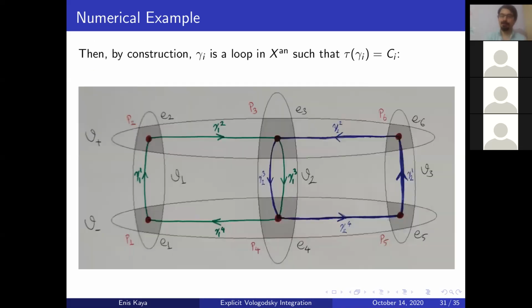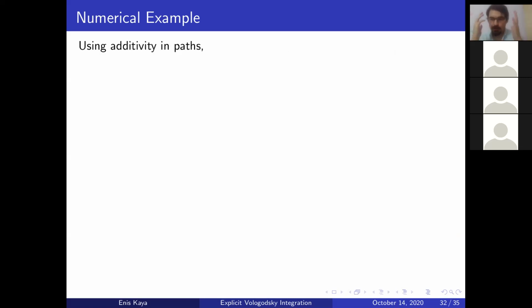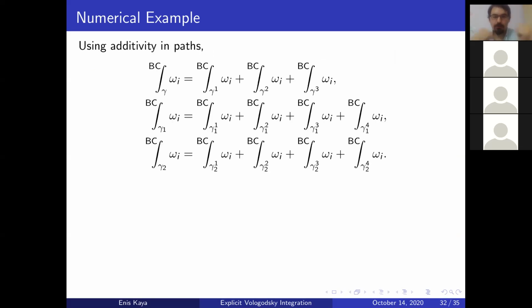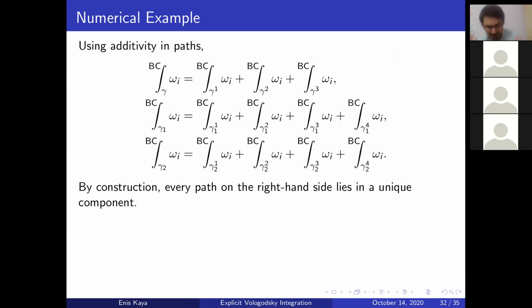And okay, what is the advantage of this? I mean, Berkovich-Coleman integral is additive in paths. So we have these equalities. Recall that gamma is a union of gamma 1, gamma 2, and gamma 3. And similarly for the others. On the left-hand side, there are Berkovich-Coleman integrals we want to compute. And on the right-hand side, we have smaller Berkovich-Coleman integrals. And by construction, every path on the right-hand side lies in a unique component. This is how we construct them.